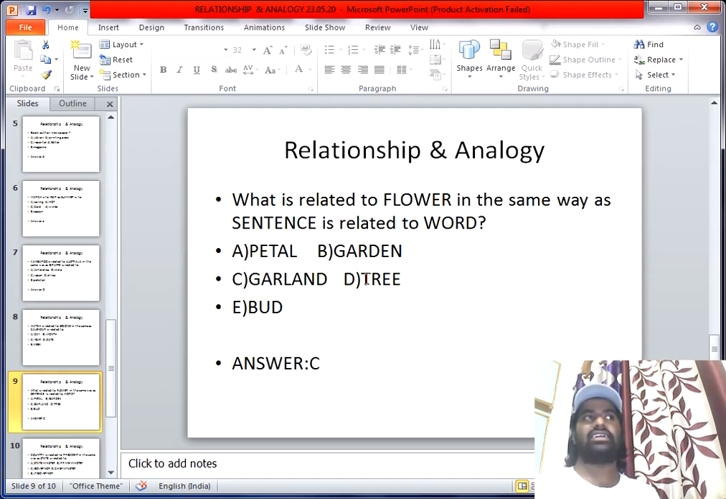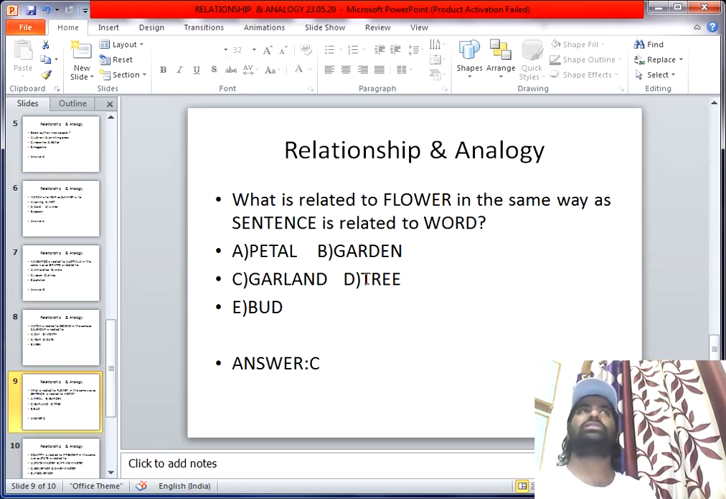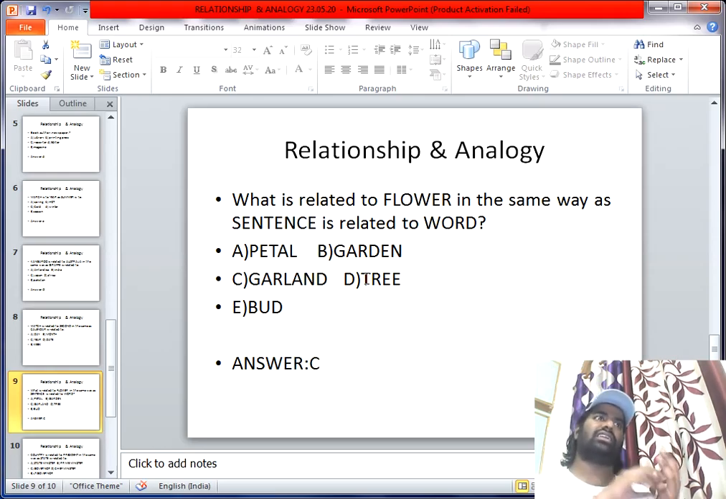So sentence and word: what forms a sentence, what is the sentence about? Sentence is full of words, right? It remains a cluster of words. In the same way, what is a cluster of flowers called? A cluster of flowers is called a garland, right? It's garland. So suddenly we need to see it in a different way here. You might even think of garden at certain times, but it does not relate to a cluster of flowers, right? A cluster of flowers is a group of flowers. It's garland, something like that.